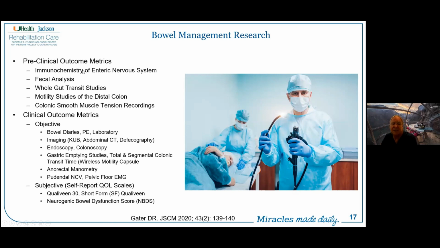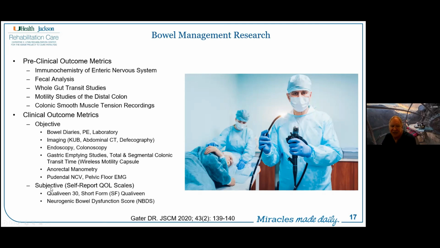So bowel management research includes both preclinical as well as clinical outcome metrics. The preclinical outcomes include looking at the enteric nervous system, fecal analysis, whole gut transit studies, motility studies, and then colonic smooth muscle tension recordings. Again, this is in the animal models primarily. Clinical outcome metrics include some of those same things, but in the form of bowel diaries, physical exam and laboratory findings, imaging, endoscopy and colonoscopy, gastric emptying studies, including total and segmental colonic transit time using wireless motility capsules, anorectal manometry, what kind of pressure is generated within the bowel, and then pudendal nerve conduction velocities and pelvic floor EMGs, to try to determine how to have better control over incontinence.